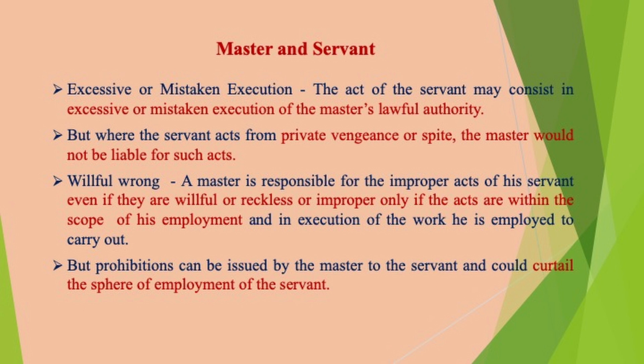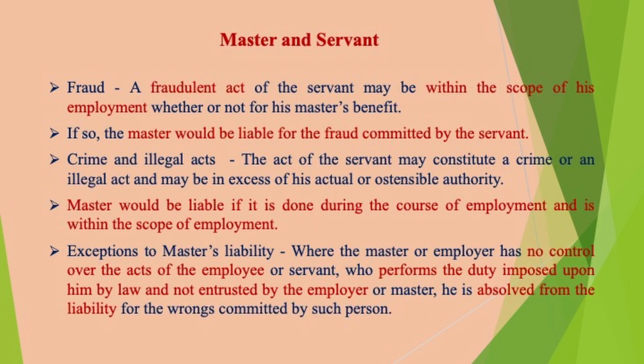But the master may specifically direct a servant not to do certain acts, and when such acts are done, the master will not be liable. Fraud or deception committed by a servant is within the scope of employment, whether done for master's benefit or not, and would make the master vicariously liable. Even where the act committed by the servant is a crime or an illegal act, the master would be liable for the act if it is done during the course of employment and is within the scope of employment.